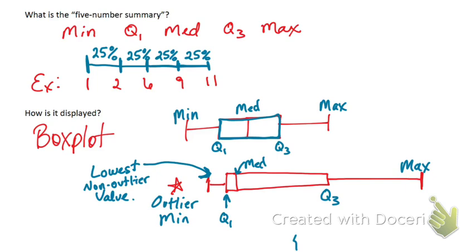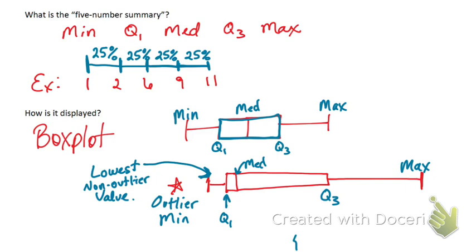Here's the deal. It does not become a part of the 5-number summary. We would still just use the minimum, Q1, the median, Q3, and the maximum in our 5-number summary. But visually speaking, we do show it as the lowest non-outlier value. Make sense? Any questions?